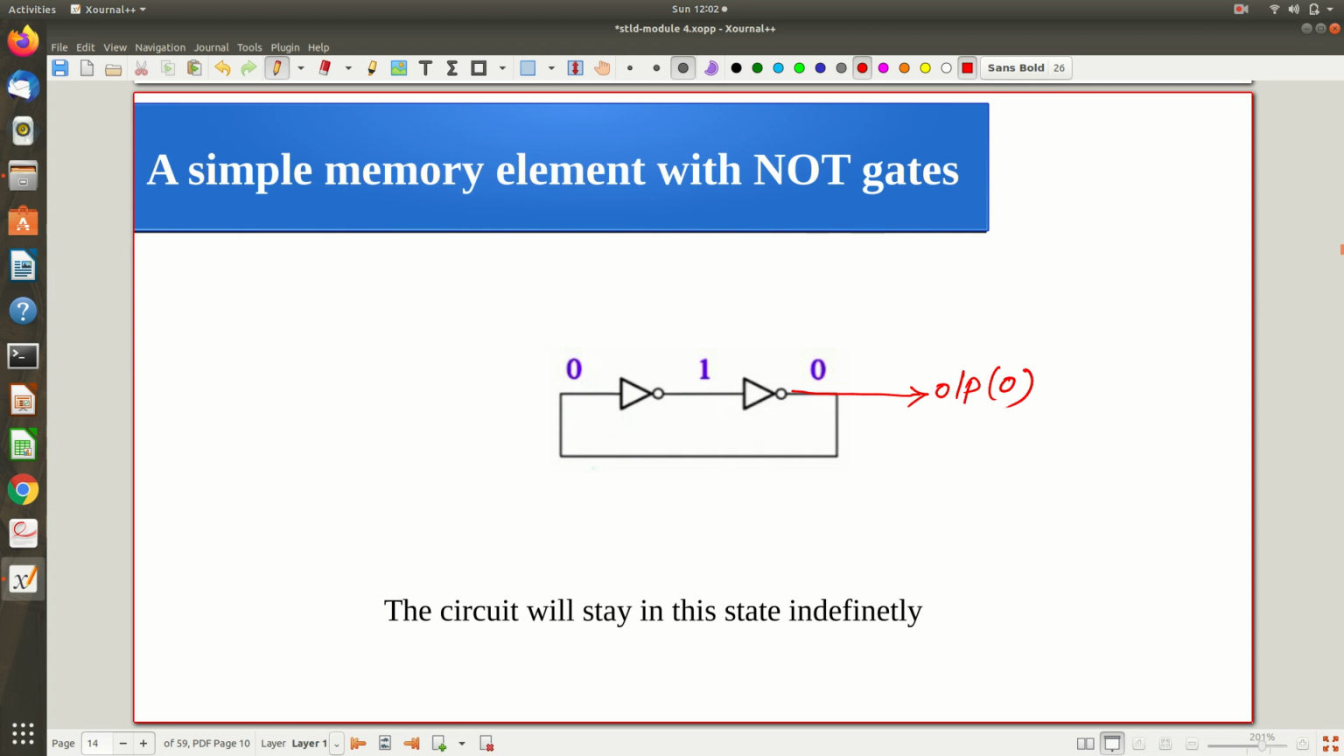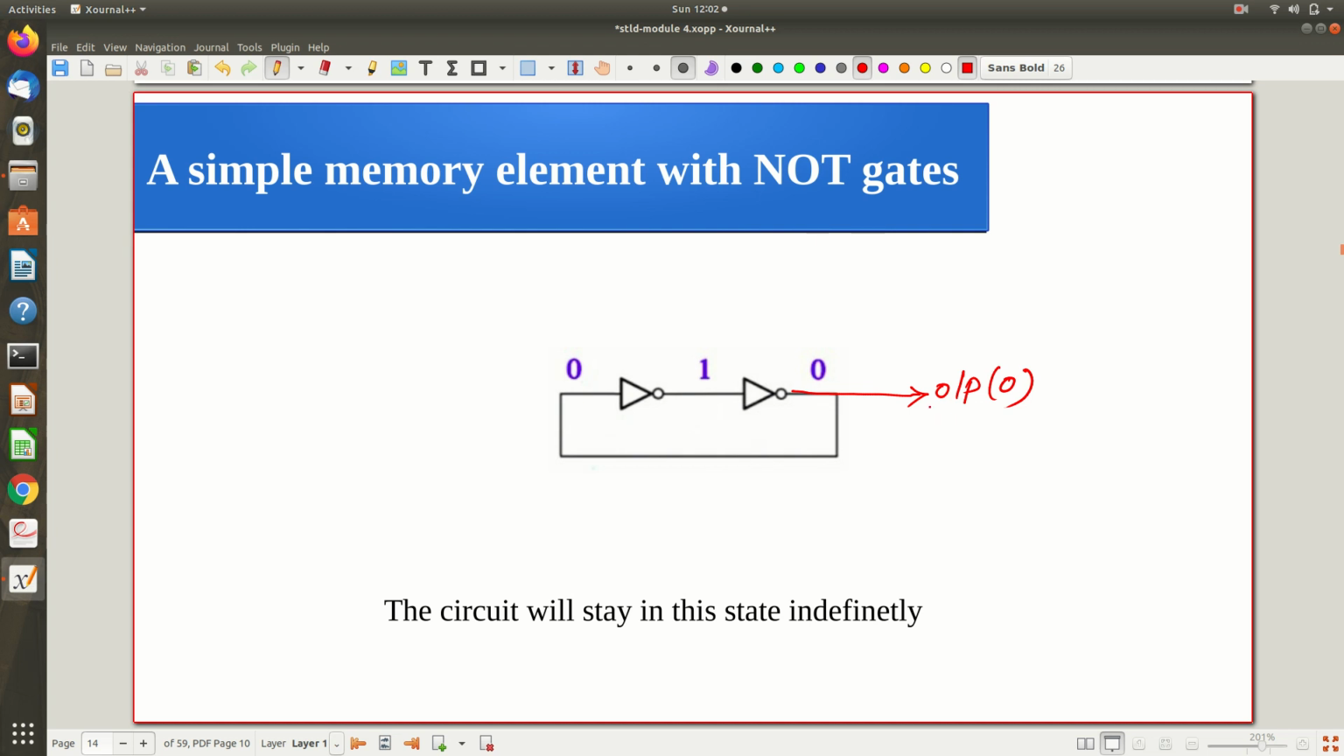Now how I saved the 0 is the next thing, because if you want to save something, there should be some user input facility by which the user should be able to save some information. Here the saving part is not happening, only the retaining part is happening. Once something is saved, that will be retained. So this circuit is capable of doing that.